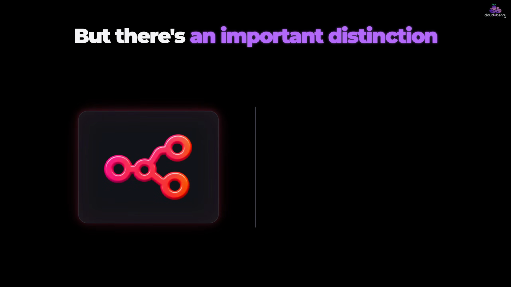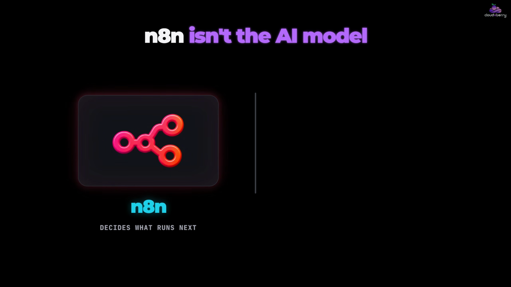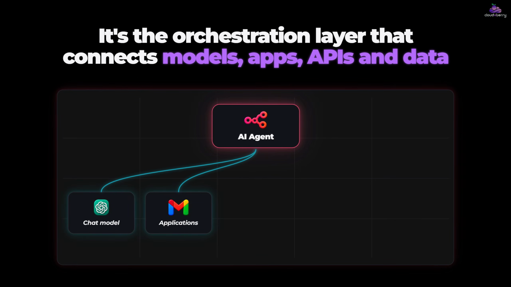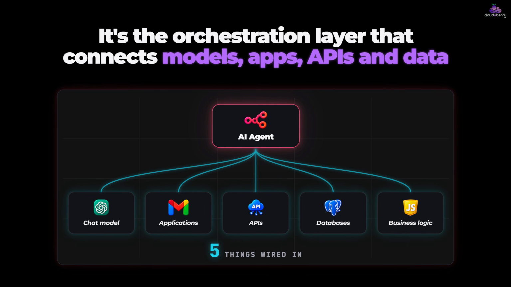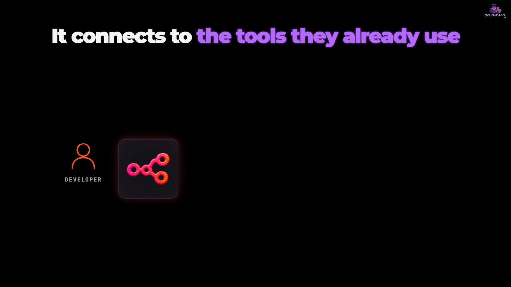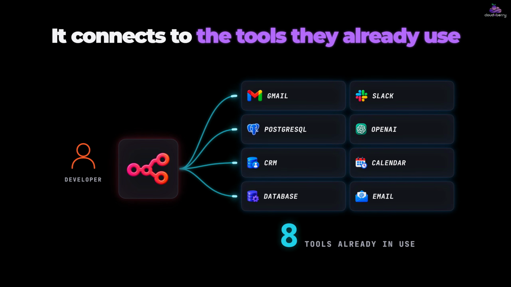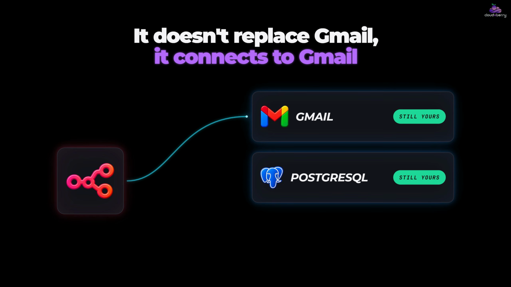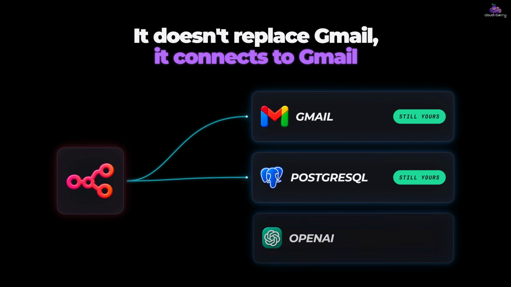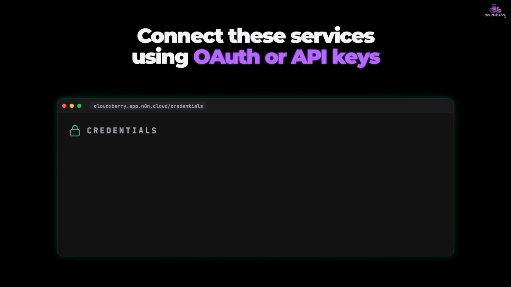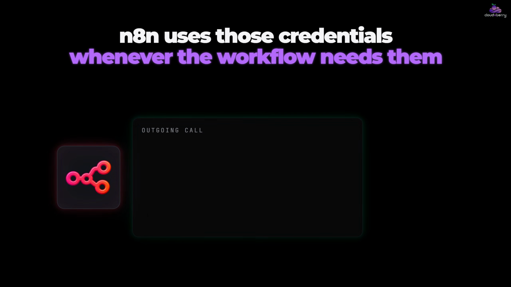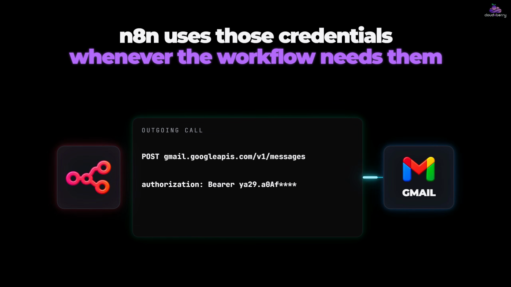But there's an important distinction to remember. n8n isn't the AI model. It's the orchestration layer that connects AI models with your applications, APIs, databases, and business logic. Another reason developers like n8n is that it connects to the tools they already use. It doesn't replace Gmail, it connects to Gmail. It doesn't replace PostgreSQL, it connects to PostgreSQL. It doesn't replace OpenAI, it connects to OpenAI. You simply connect these services using credentials such as OAuth or API keys, and n8n uses those credentials whenever the workflow needs to communicate with them.